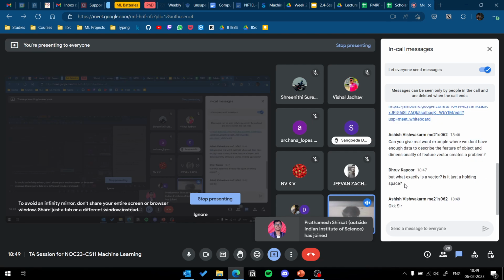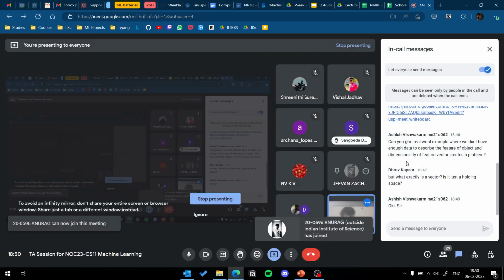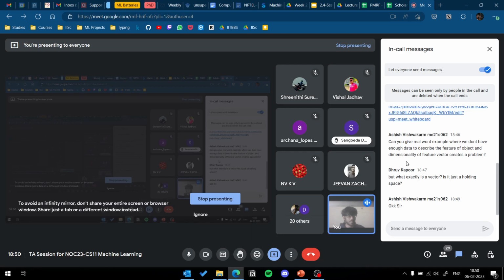Okay, what exactly is a vector? Is it just holding space? So I am talking about vectors because when you actually go on to build a machine learning algorithm, you will do it in something like Python or MATLAB. So all these features which I talked about, say the area and number of bedrooms and whatever, all these features are put in a vector in MATLAB or in Python. So that is why I keep saying vector. You can think of it as a list of features. If you don't want to call it a vector, think of it as a list of features.